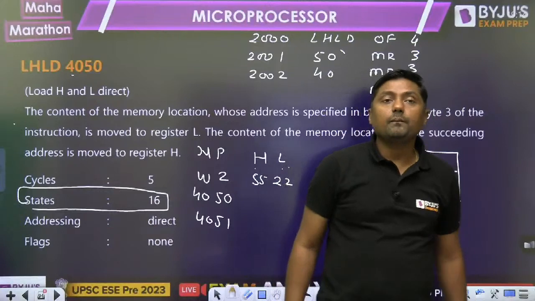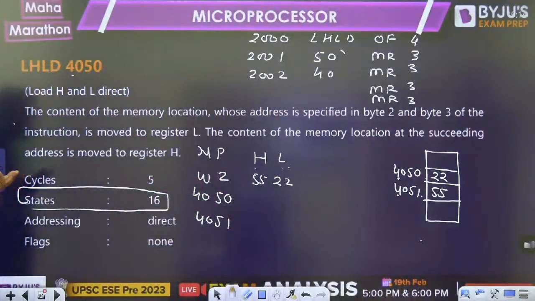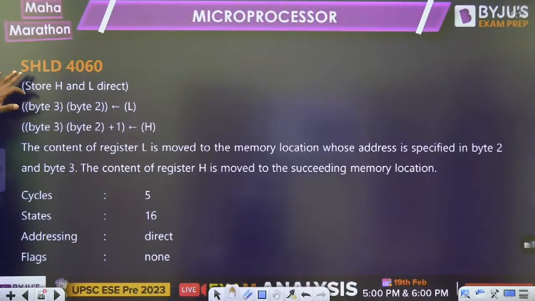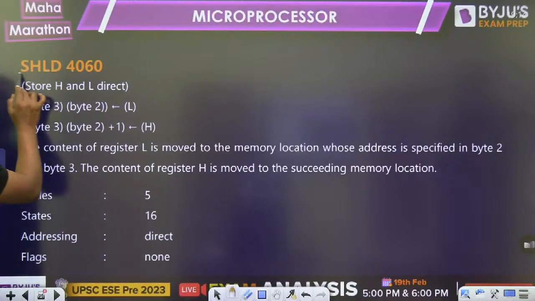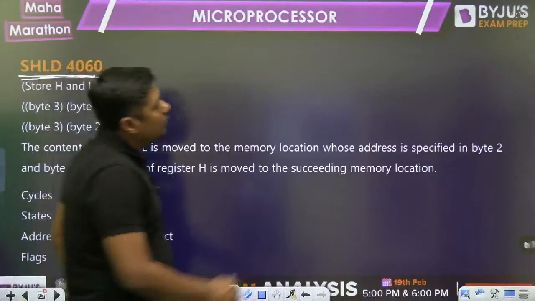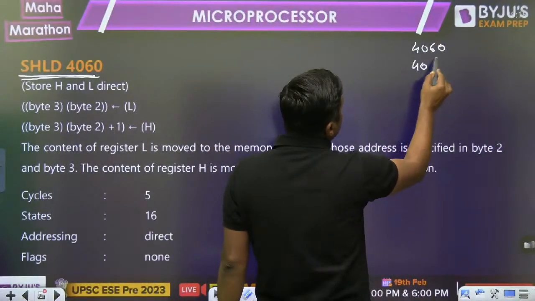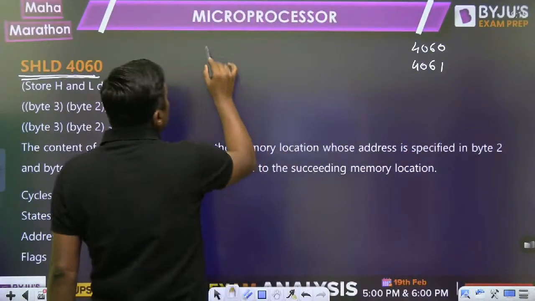No doubt? Okay. SHLD 4060. SHLD is the same but opposite: store the content of HL. 4060 is the location, 4061 is the next location. Store the content of HL.